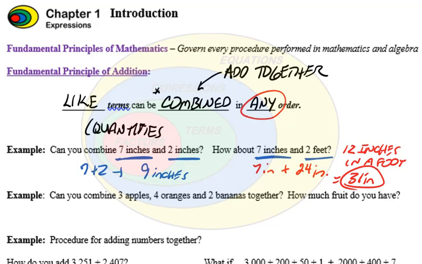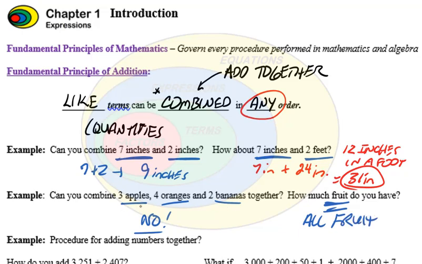So obviously, the next question says, can you combine 3 apples, 4 oranges, and 2 bananas? Well, apples, oranges, and bananas are all different. So I can't just add those numbers together. So the answer to this would be no, right? But if I classify them and change what they are, it says how much fruit do you have? Well, now can I add the numbers? Are they alike? Well, they're all fruit. So therefore, I can add them all together.